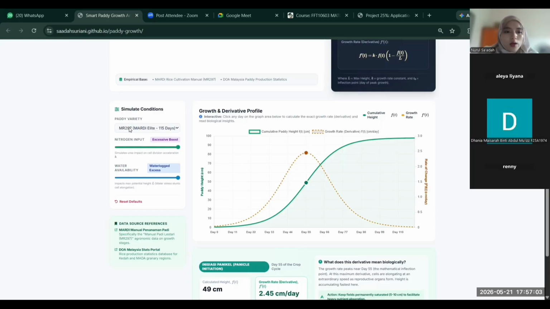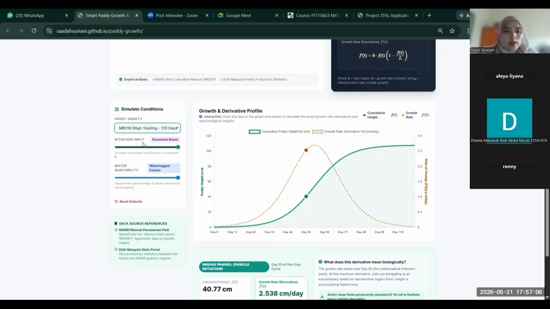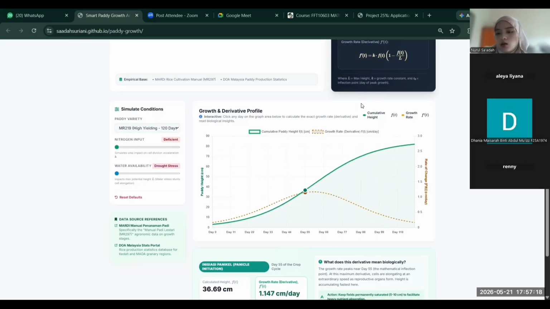And for MR219, that is lower nitrogen and drought stress. Its mechanism: MR219 is historically a high-yielding premium variety bred by MARDI. However, high-yielding varieties generally require strict adherence to a resource timeline to reach their potential.